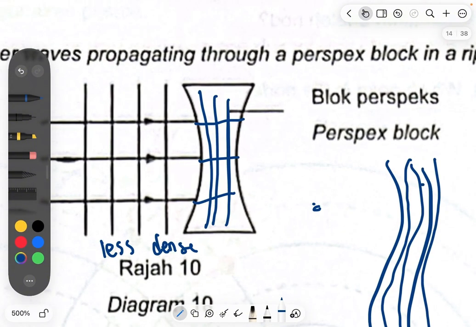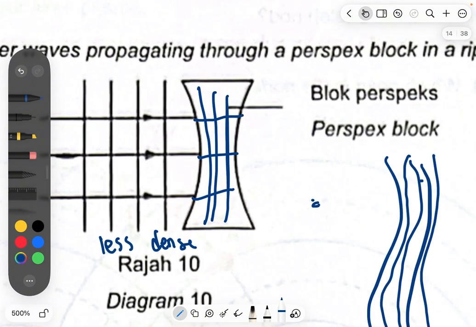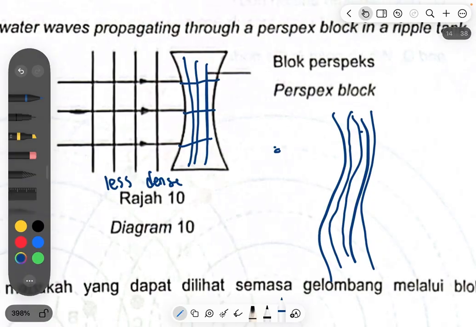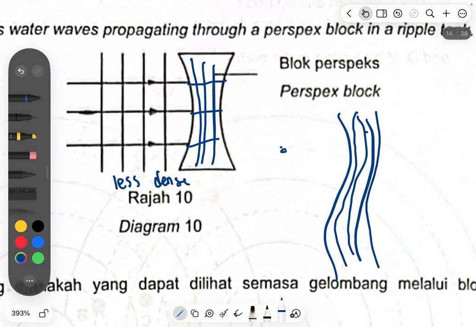So in this case, it's going from less dense to dense, so it means that the wavelength will decrease. That's why it's closer together. Kalau frequency, still no change. I feel like out of all of these, frequency is not affected. It's just the same.